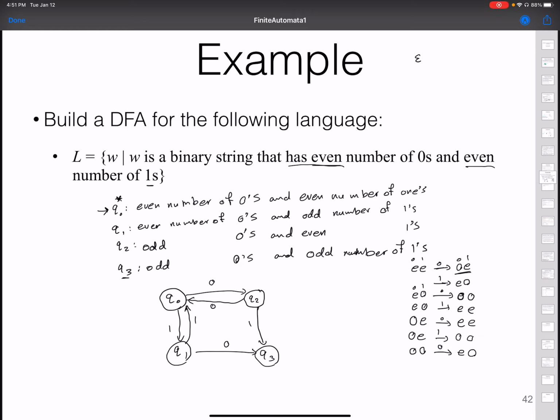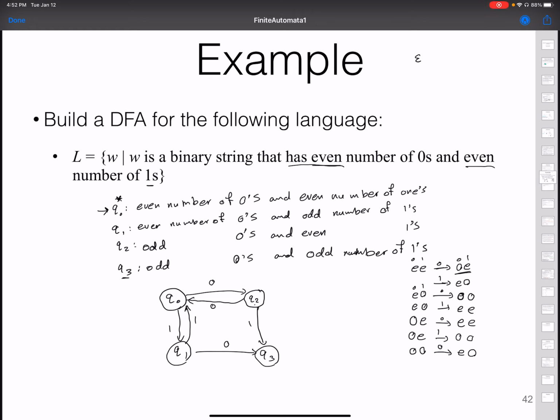Q2 was odd number of zeros and even number of ones. So if you see a 1, you go to Q3, right?